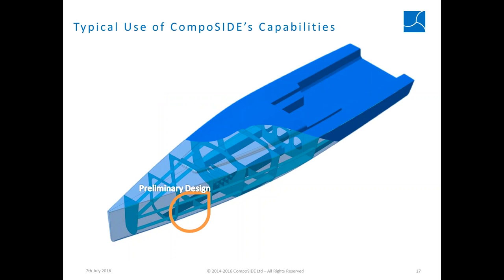So preliminary design, this is what we're going to focus on today in this first webinar, which is the design and optimization of panels and beams. So this is primarily within YachtScant. We can also do some more detailed design.